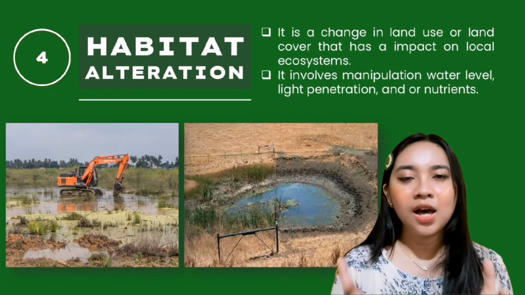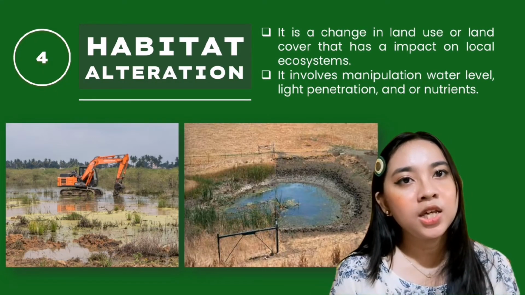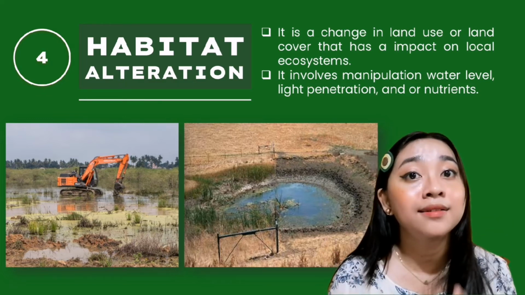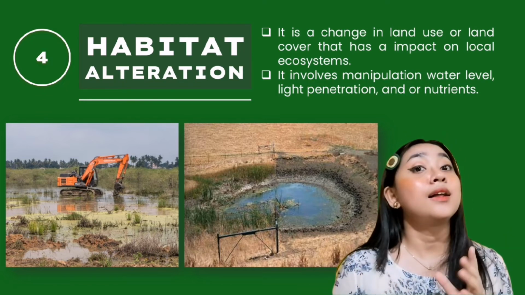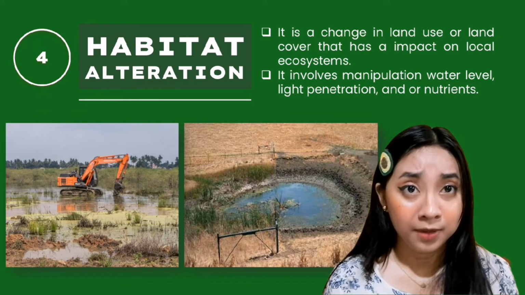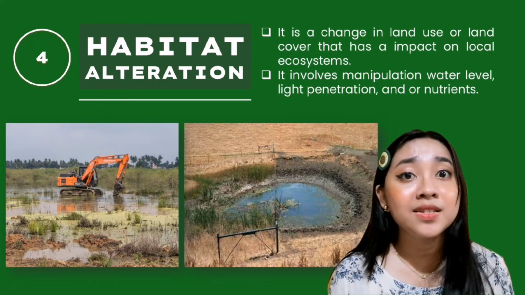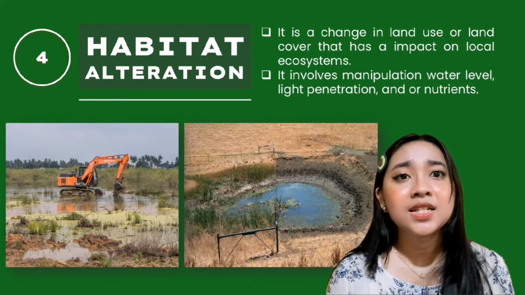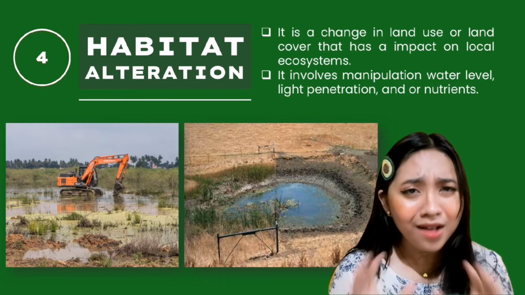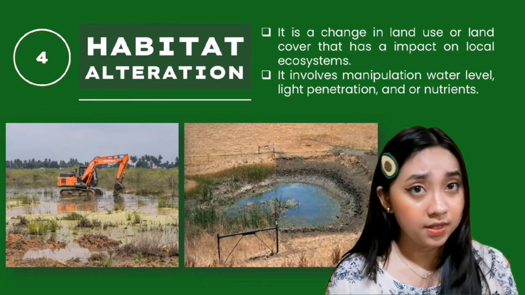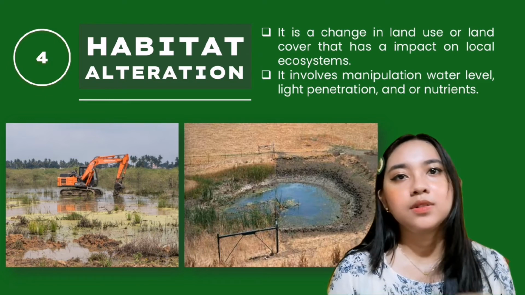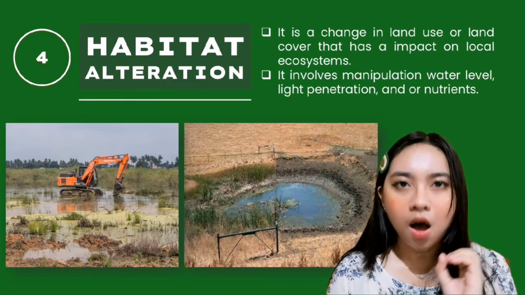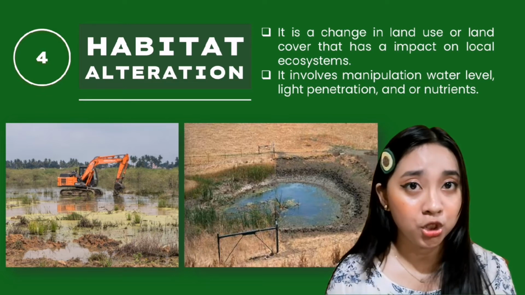Lastly, we have habitat alteration, which is a change in land use or land cover that has an impact on local ecosystems. Aquatic plants and animals live in specific places that have the conditions of climate and food resources needed for survival. Over time, a habitat is subject to alteration, especially under the influence of human activities. As you can see in the picture below on the left side, extracting materials from land and water is one of the most obvious causes of habitat alteration.